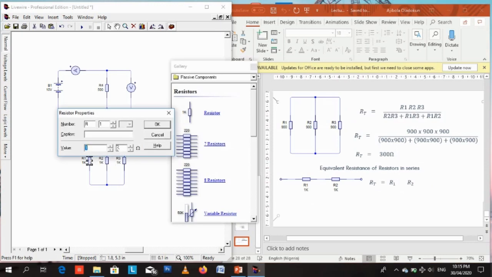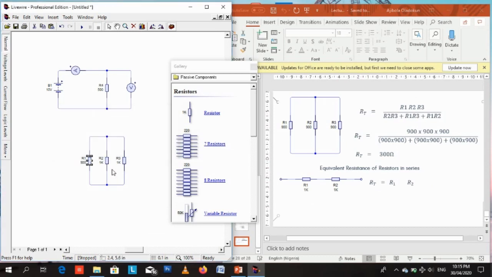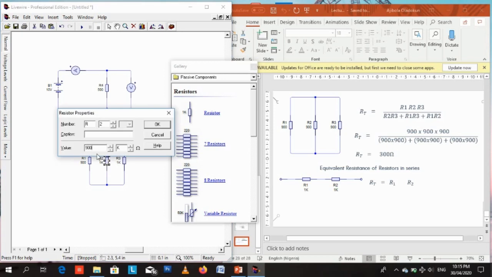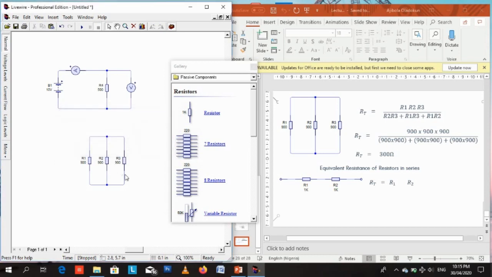Let's change the resistances from 1k. Let's make it 900 ohms for each resistor. Let's remove the k. Okay, double click, 900, remove the k. Double click, 900, remove the k. Okay, so we want to connect three 900 ohm resistors in parallel, and then that's our formula.